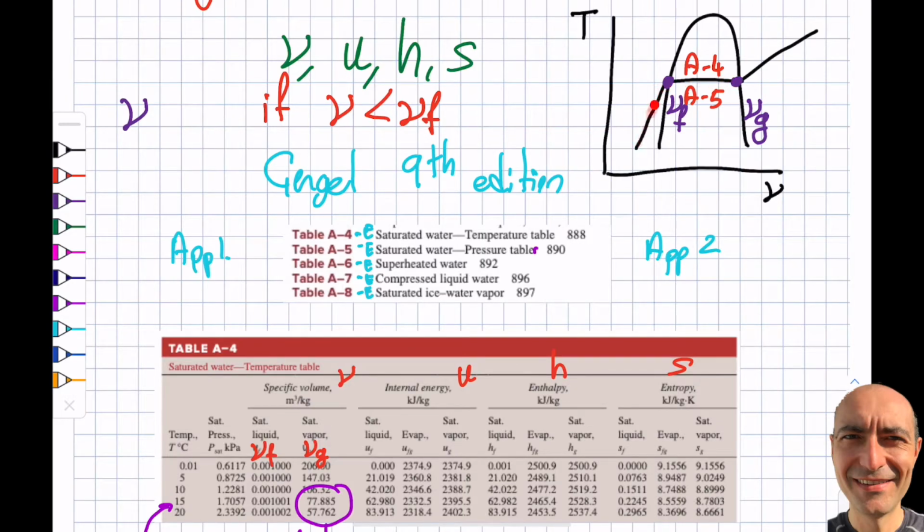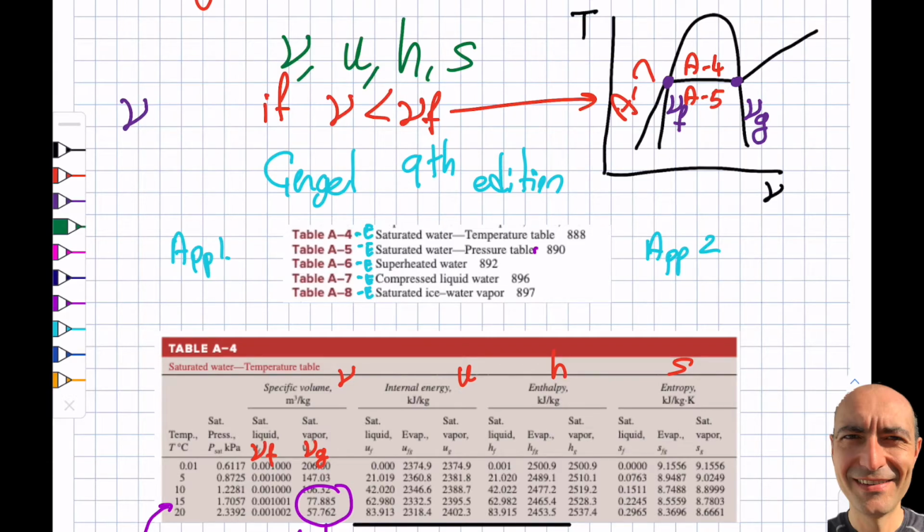So if I'm not there, what is this region called? My specific volume is smaller than this value, then I'm somewhere here. So I'm going to use the compressed liquid table. So this will be A7, and this will be associated with it. And the next question is, okay, maybe the information, so basically, if your value now falls in between, let's write it. I'm running out of space, I don't like it too much.